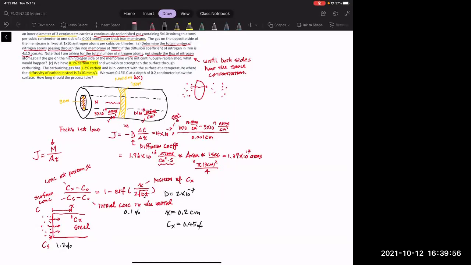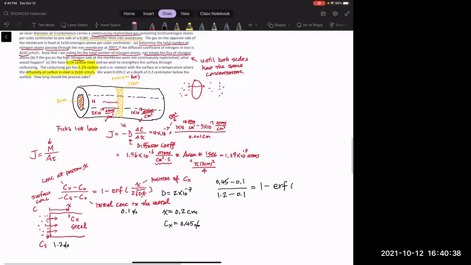Okay, now you got all this information. What you need to do is to solve this problem based on this information. And how do you put this together? Now let's just put everything into the equation. So the Cx is 0.45. My C0 is 0.1. And at the bottom the surface is 1.2, and the C0 is 0.1. They all are in percentage, so I can cancel it out, so I didn't write percentage here. That equals 1 minus ERF of something here.